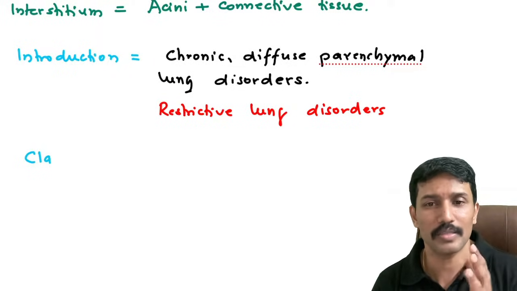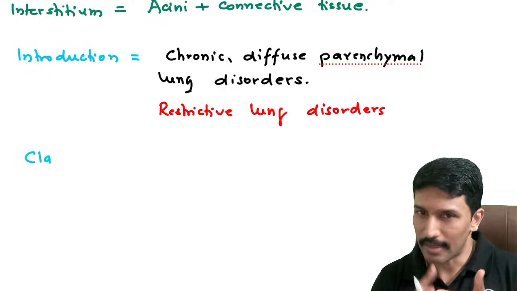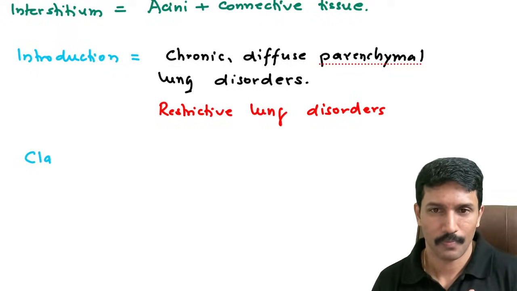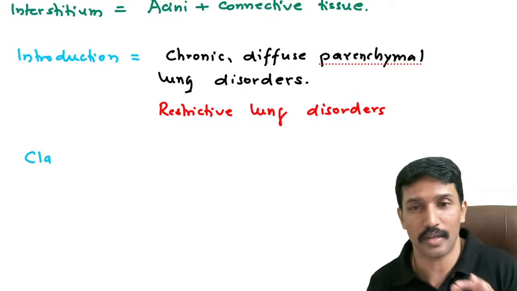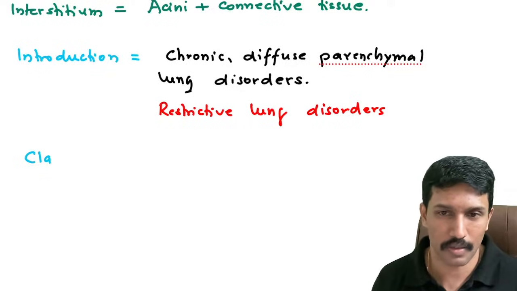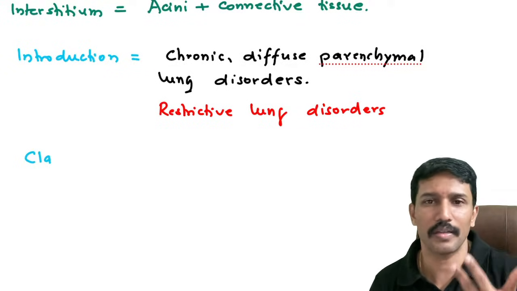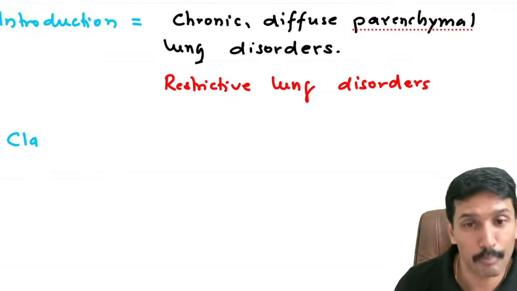A classical example is asbestosis, coal workers pneumoconiosis. They are chronic, they are affecting acini and connective tissue, and they are not selectively affecting only one. Asbestosis never said that I will only target the right lung or only the left lung. It will affect both the lungs. So they are diffuse, chronic, and they are affecting the parenchyma, that is acini and connective tissue. So that's a classical example for an ILD.